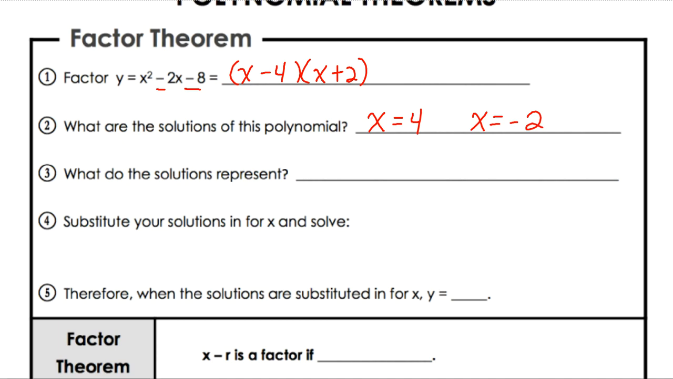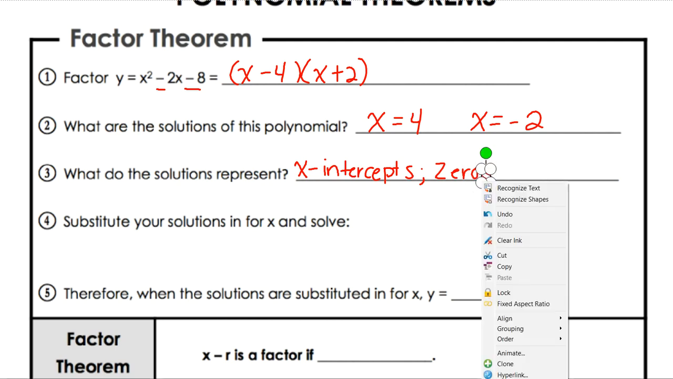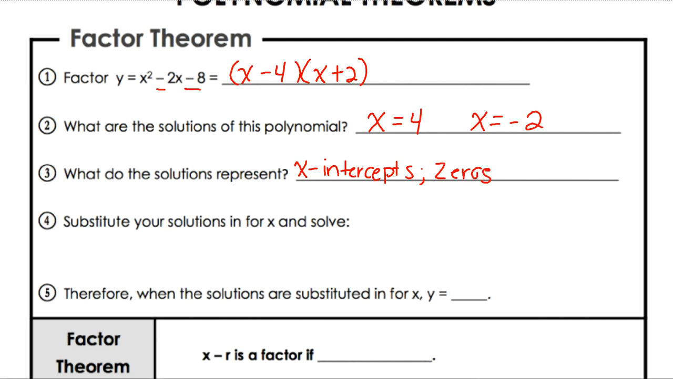So those solutions, remember, represent the x-intercepts on our graph. They also represent what we call zeros, again, because those are what make our factors equal 0, and then another name we use for them are roots. And we'll get more into roots in a little bit. So those factors give us our x-intercepts, our zeros, our roots.